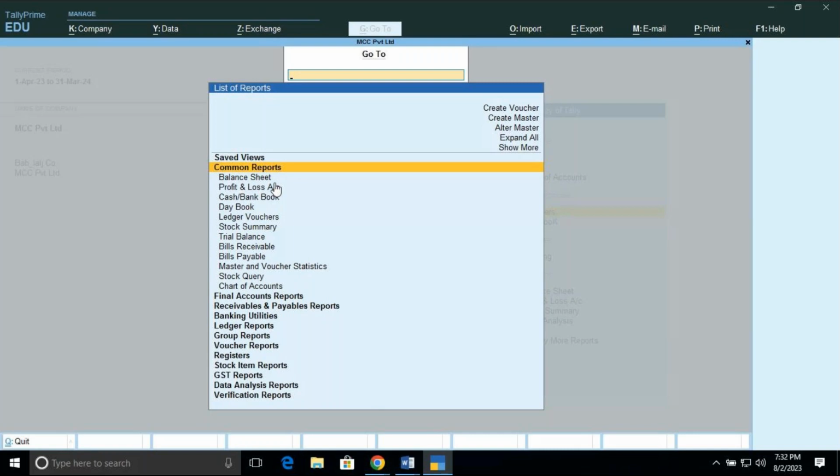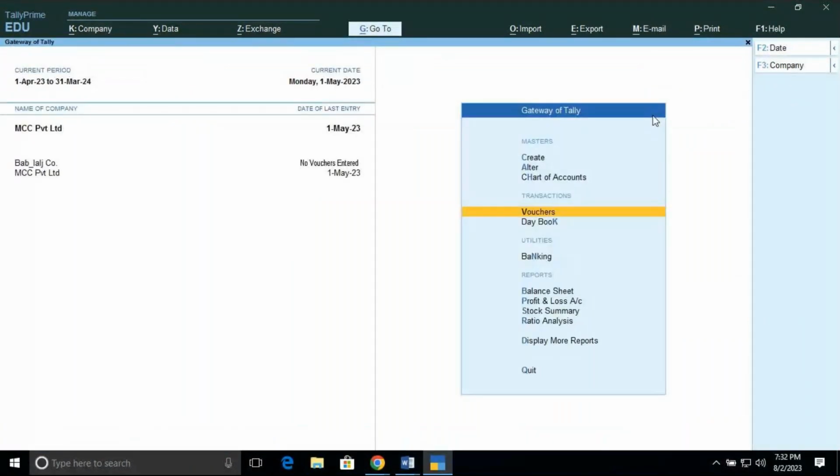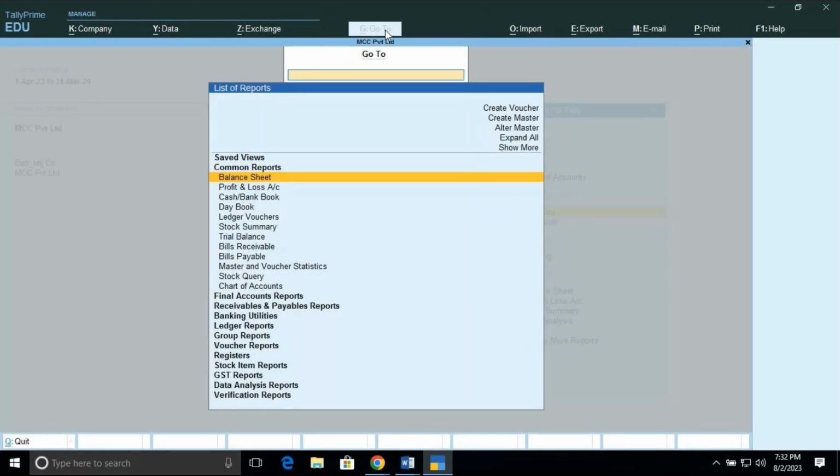Bills payable. Good. Okay, bills payable. See, pending amount 9 lakh 50. Right. There are some more methods. Let us get familiar with the things. Come on, tell me where all I can get it. Apart from that, there are some 2 or 3 places where you can get it, maybe more than that. As I told you, if you explore, you'll come to know.